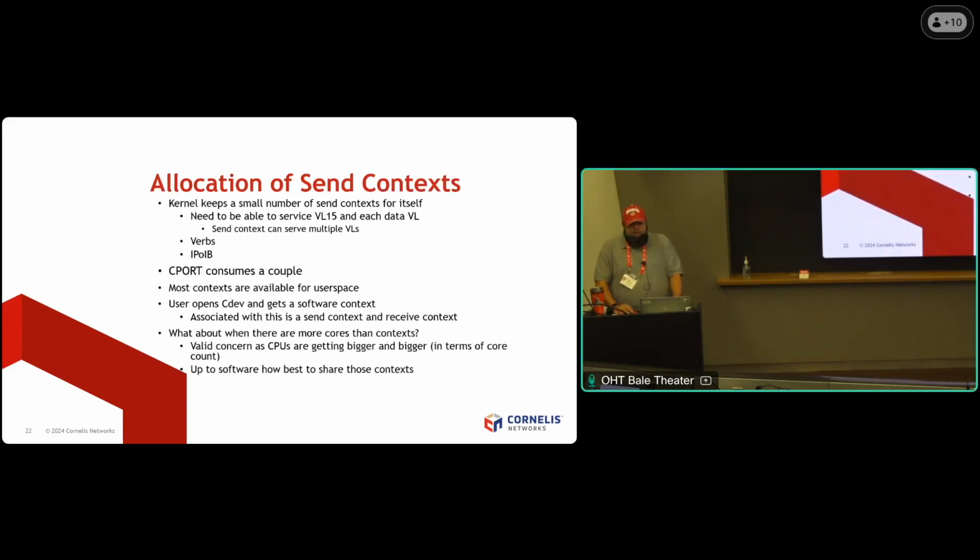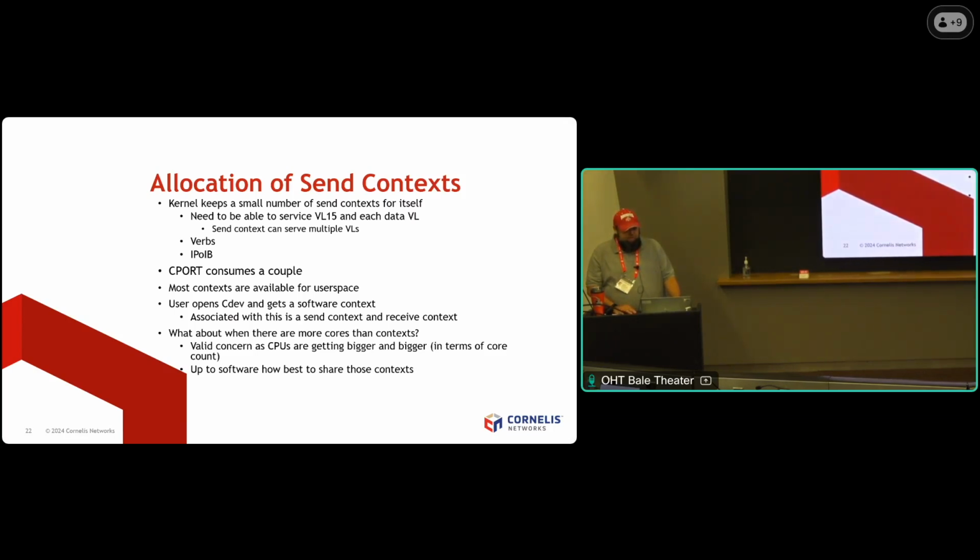For allocating send context, the user space is going to call into the kernel, and the kernel is going to set everything up. By default, the kernel keeps a number of send contexts for itself, so a number of those 240 are reserved for the kernel. By default, we keep 2 per VL plus 1 or 2 for VL15. This is so we can always serve all VLs. There's also a couple that are set aside for verbs and our optimized IP over IB. Cport also consumes a couple.